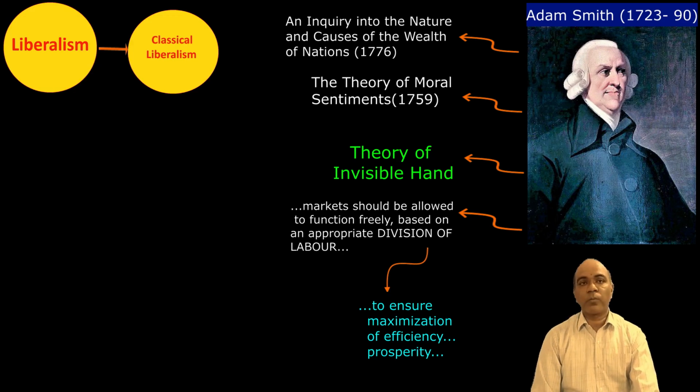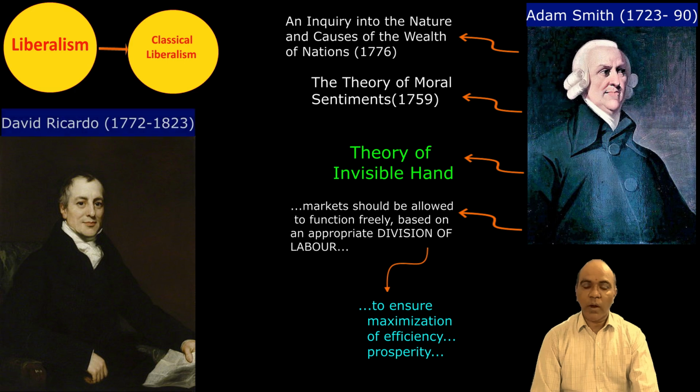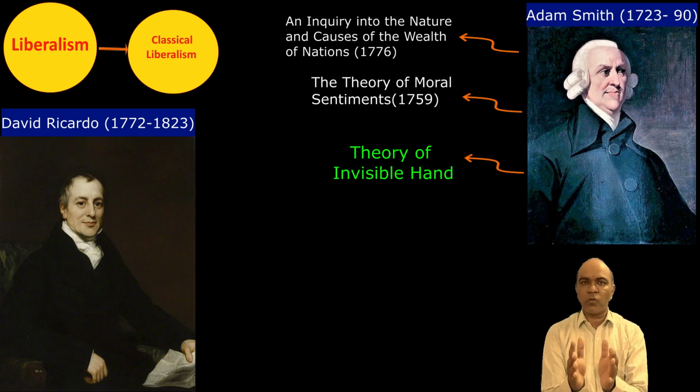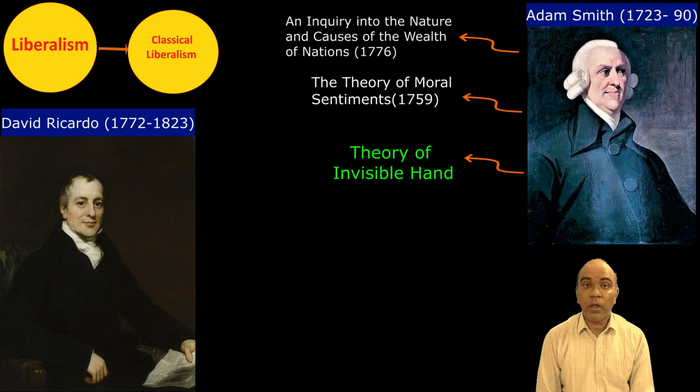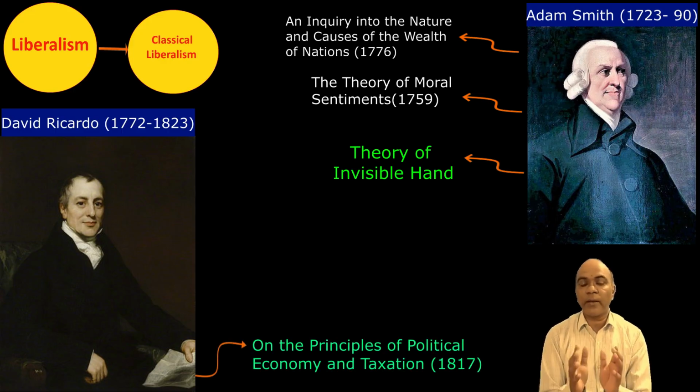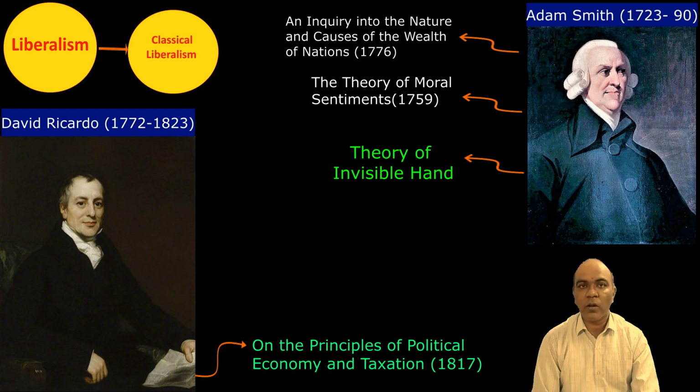Apart from Adam Smith, we have David Ricardo, another political economist of British origin. He lived between 1772 to 1823. Let's take a look at his ideas about political economy from classical liberal perspective. We know and we need to remember that he has written an important work called On the Principles of Political Economy and Taxation in 1817. This is just for our information. Now, what he has to say.